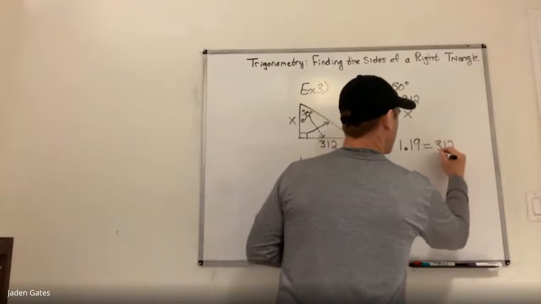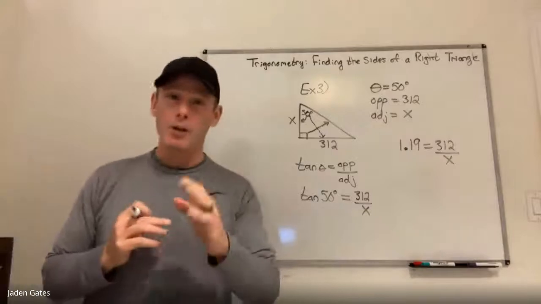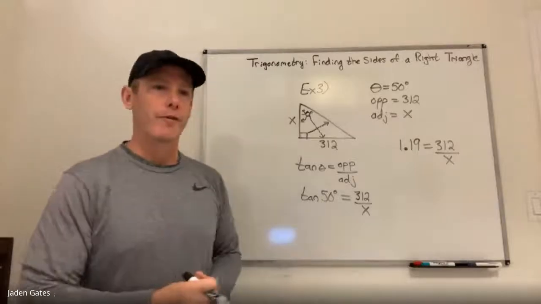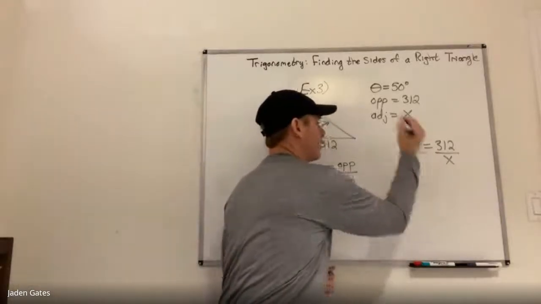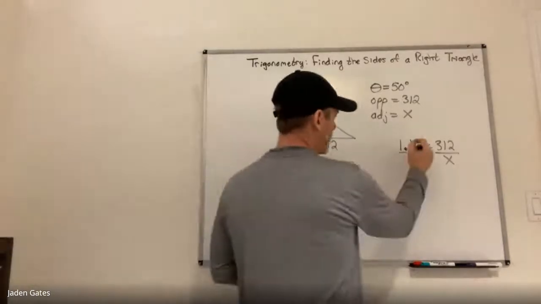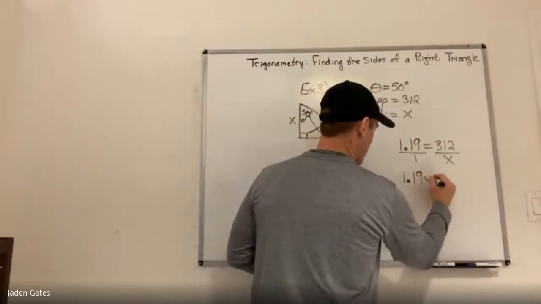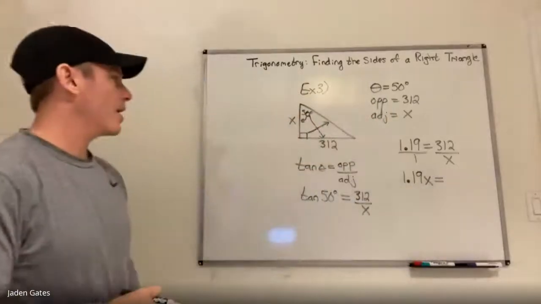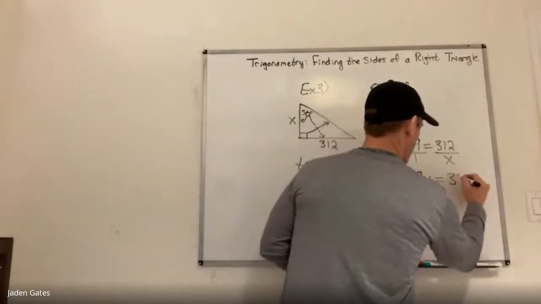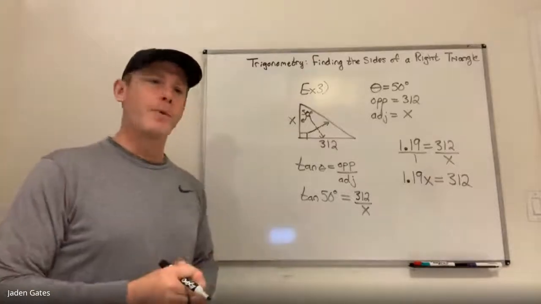All right. So again, this is the spot, which is especially important when you have an x in the denominator, where I'm going to create a fraction equaling a fraction, so that I can get everything sorted out by cross multiplying. So that means I'm going to take 1.19 times x. And then on the other side, I got 312 times 1, which is just 312. Still not done yet, unfortunately. I just have to divide by my numerical coefficient here.